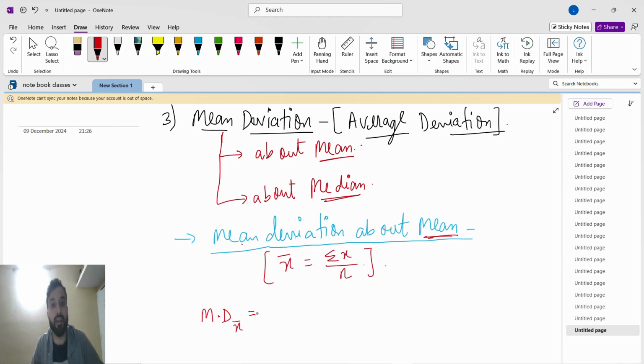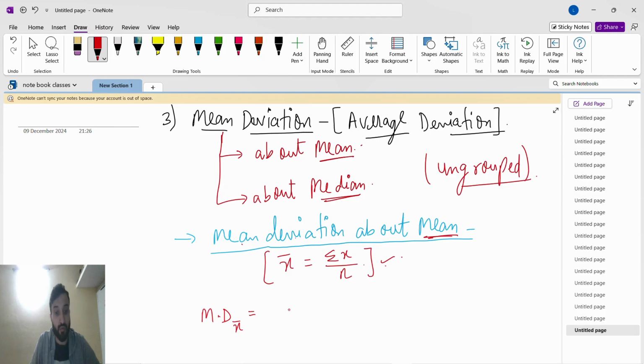The formula is very easy, guys. All we are talking about is ungrouped data. So for mean deviation about mean, first of all we have to find the mean. Mean is the summation of all the observations divided by the total number of observations.